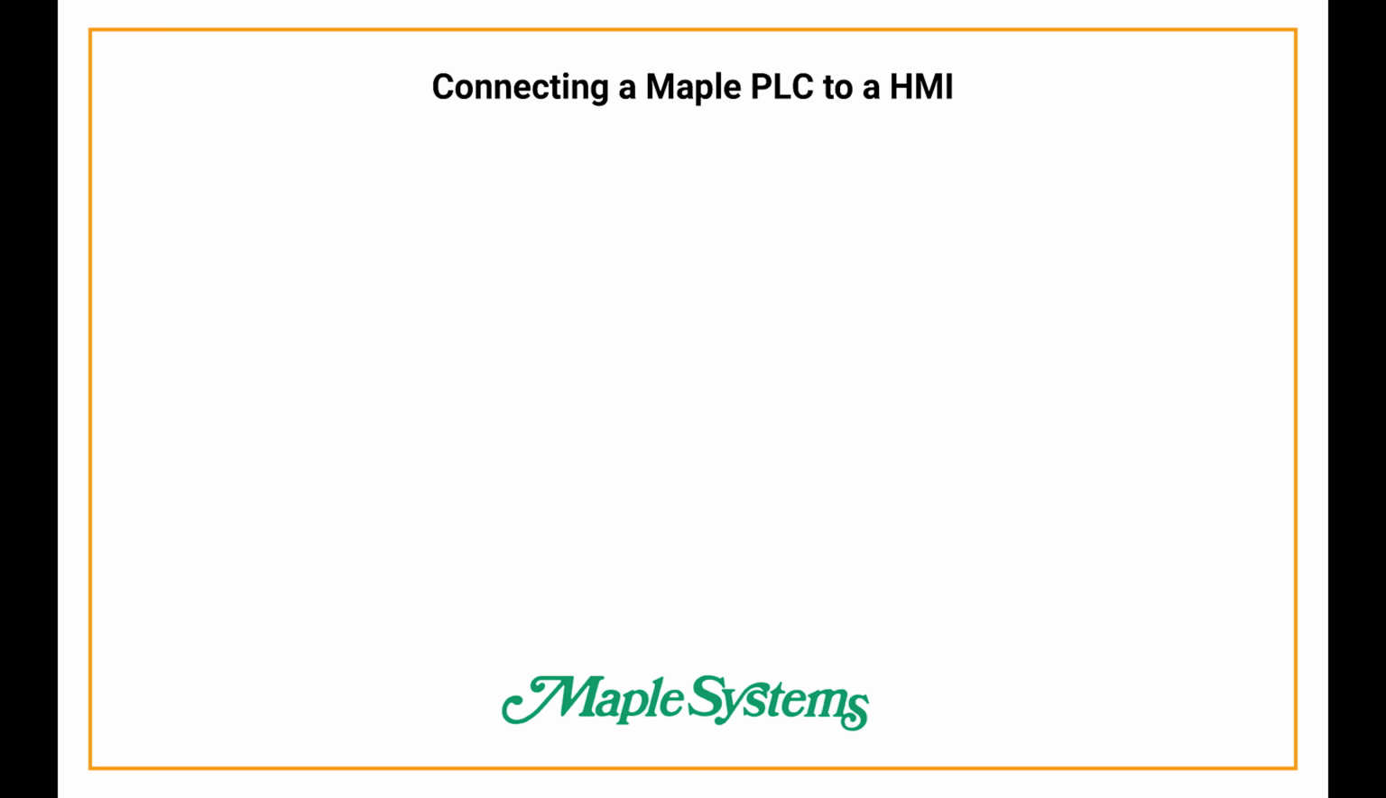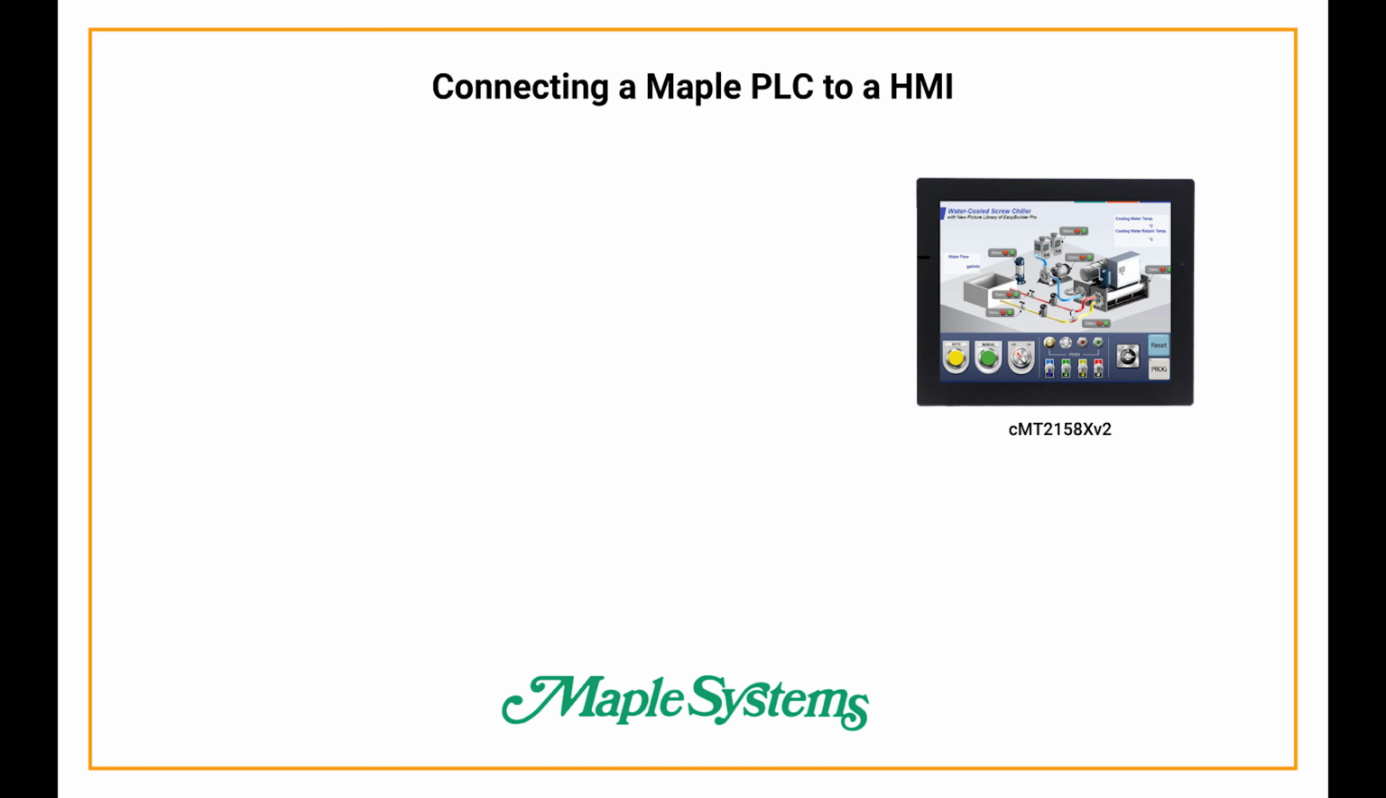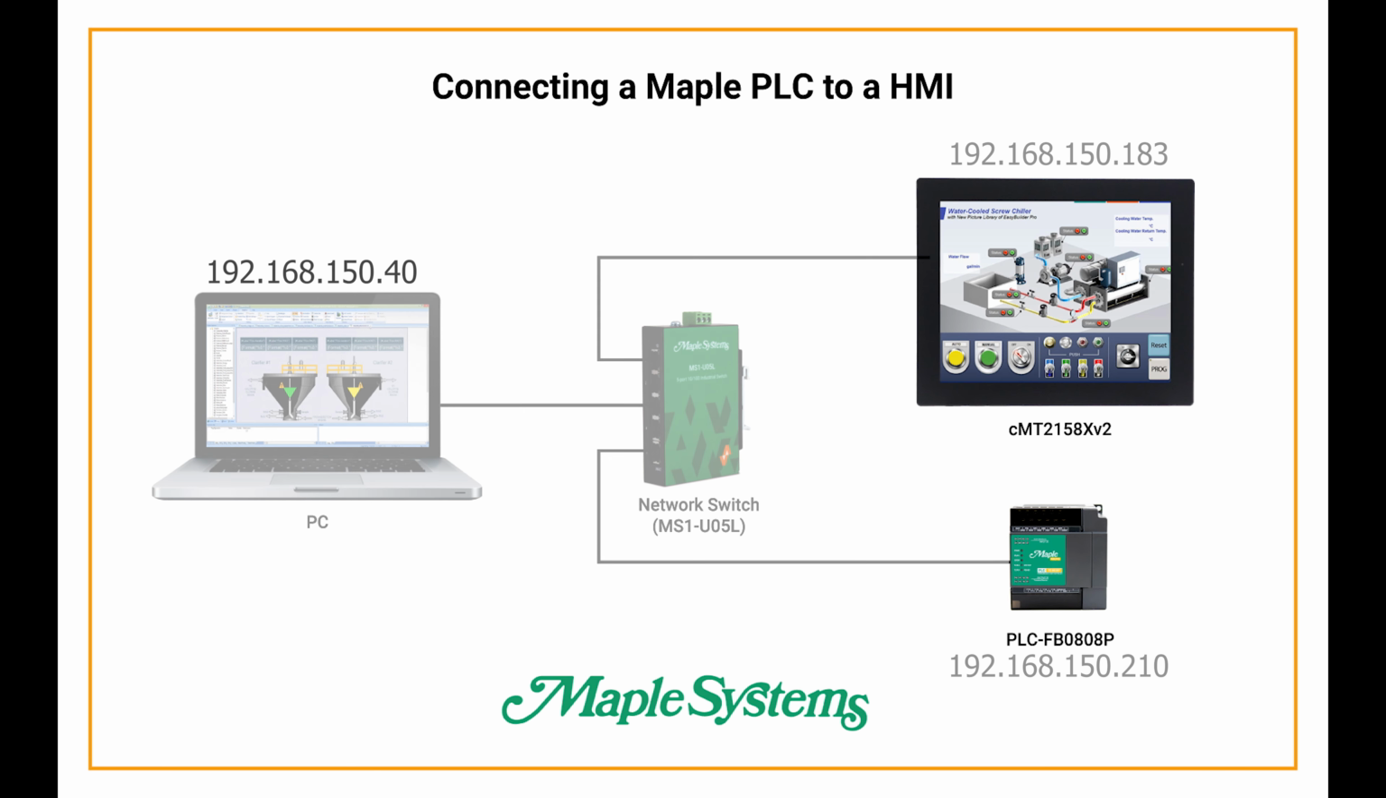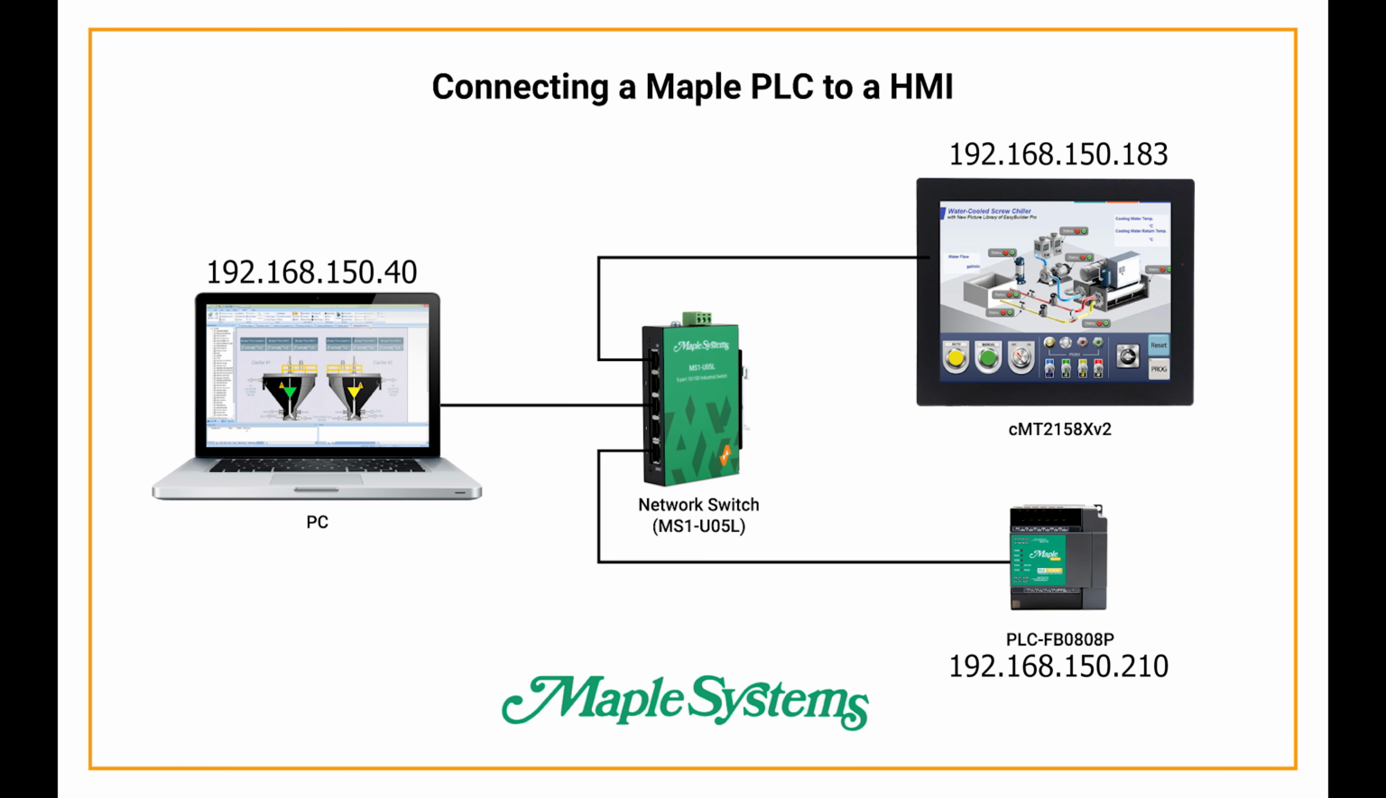For this tutorial, I'll be using a CMT2158X V2 and a PLC FB0808P, but any combination of Maple Systems HMI or PLC will work the same way as I demonstrate here. Let's start with an Ethernet connection. I'll be setting up my Ethernet network like so, where I have all of my devices hooked up to each other through a Maple Systems unmanaged network switch.